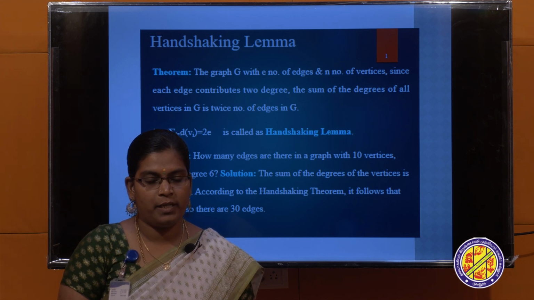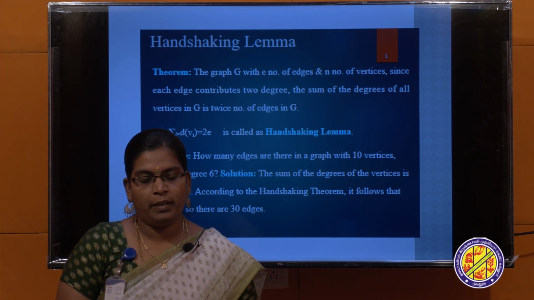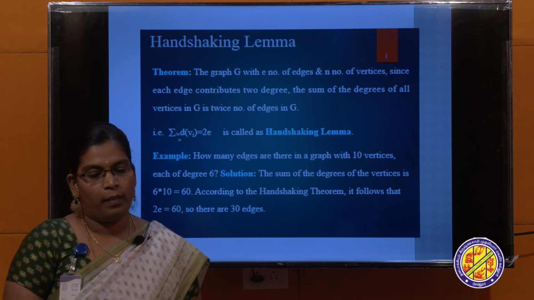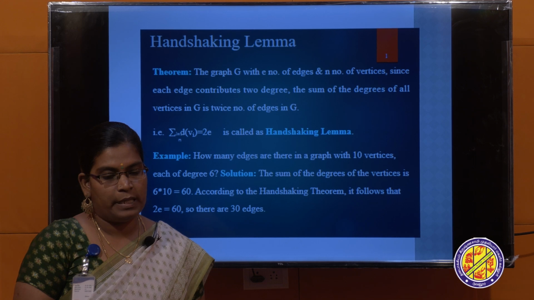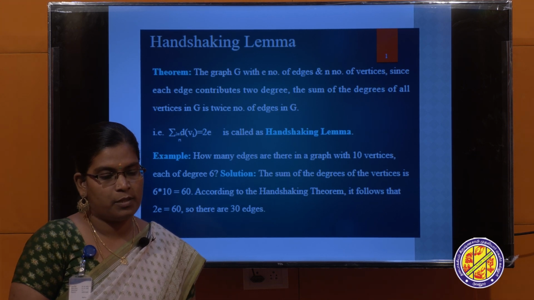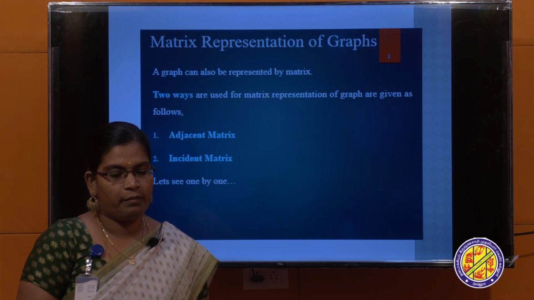So how can we implement the concept of the handshaking lemma? The sum of the degrees of the vertices is 6 into 10 equal to 60. So according to this lemma, it follows that 2e equal to 60. So there are 30 edges in the graph.